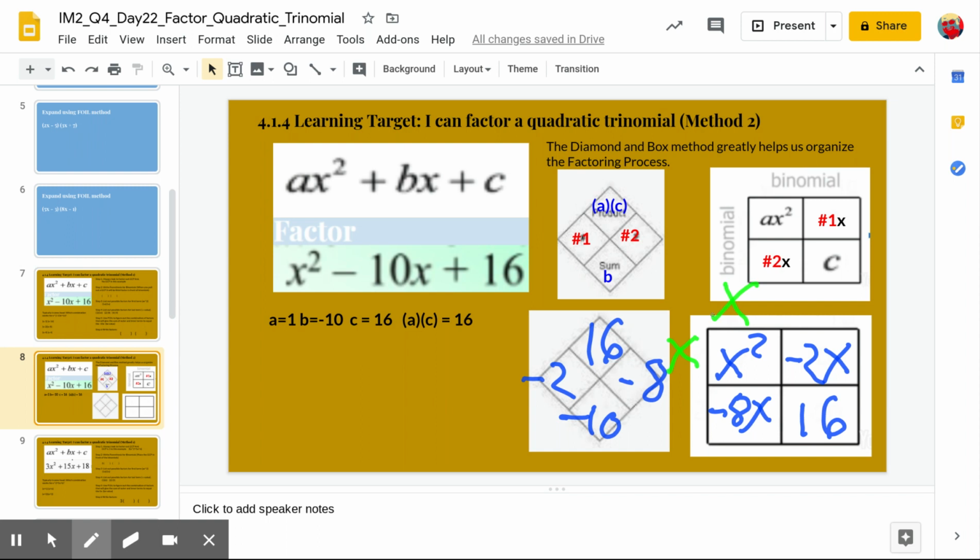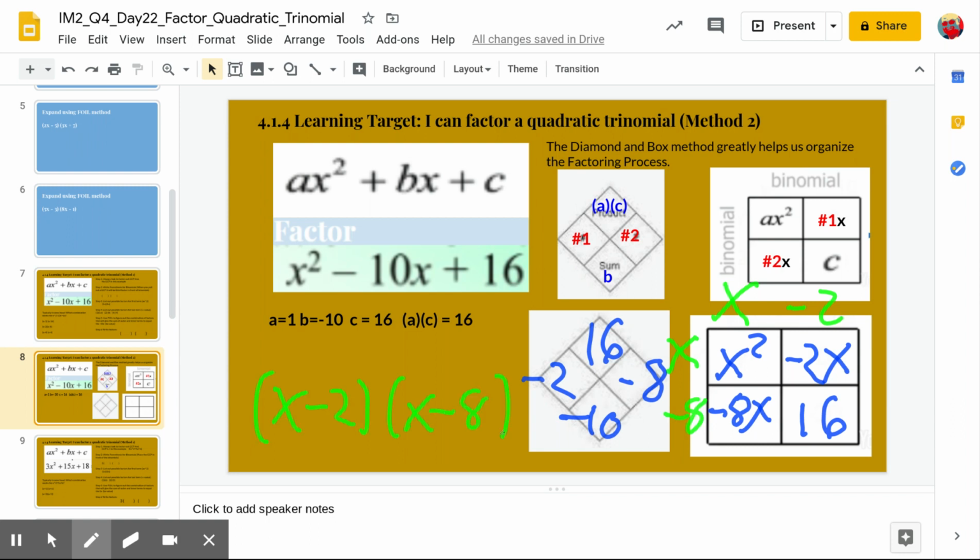All right, so now we're off to the races. X times what gets you negative 2x? Oh, negative 2. And then x times what gets you negative 8x? Negative 8. So then we write out our answer, which is x minus 2 multiplied by x minus 8.